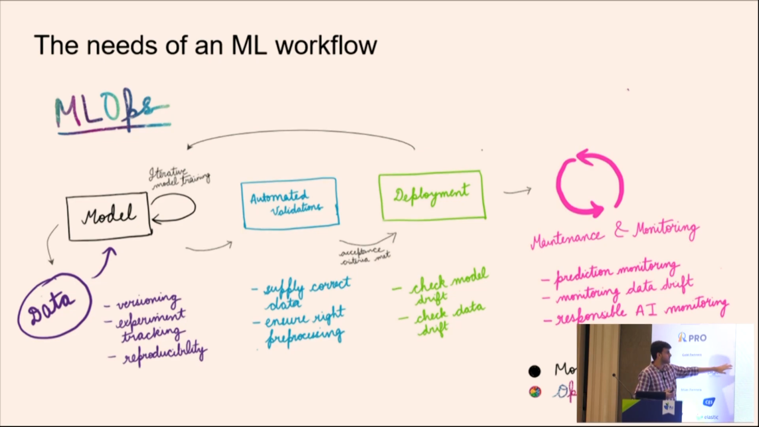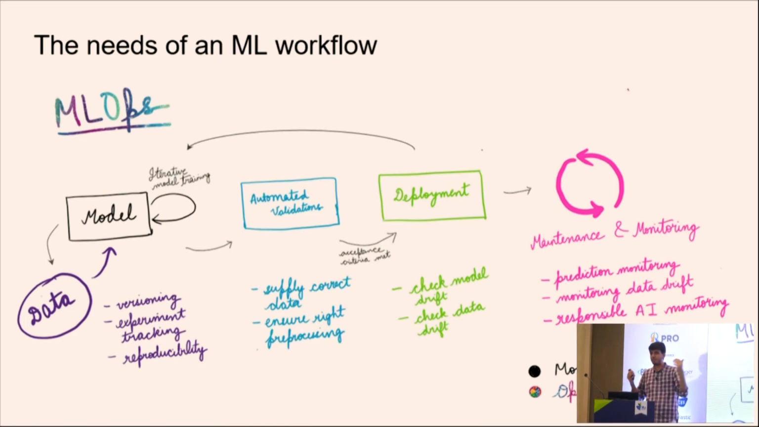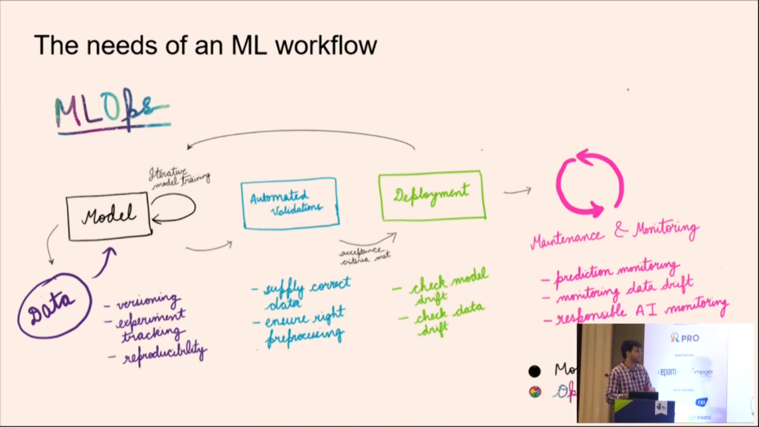Then there's the model, which has training, all that stuff. There's automated validations, which is also validating if your data is right, if the rules are set in the right way. There's deployment, which checks that your model is ready in production, it is healthy, and the data which is coming to it is also very healthy. So all of this forms a part of the ML lifecycle.